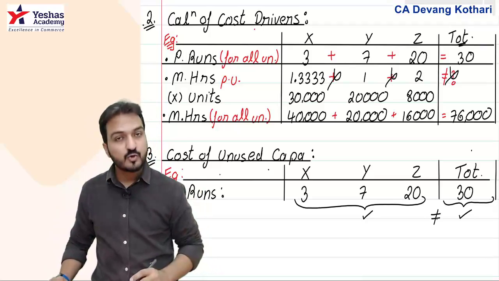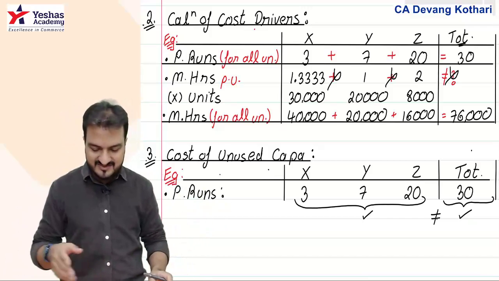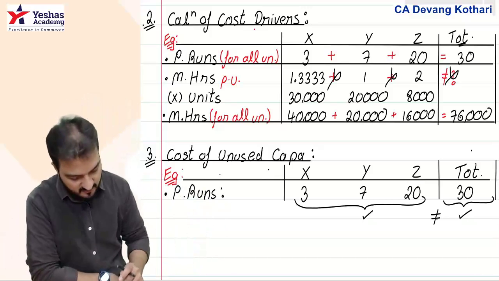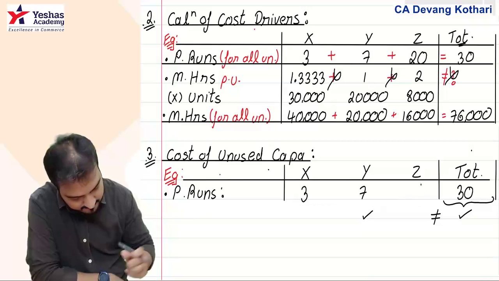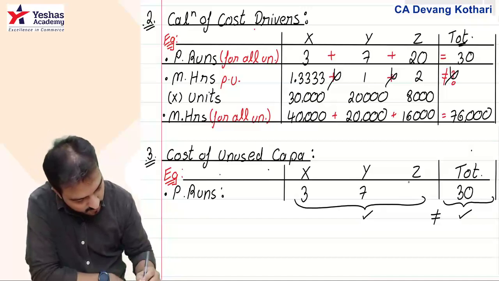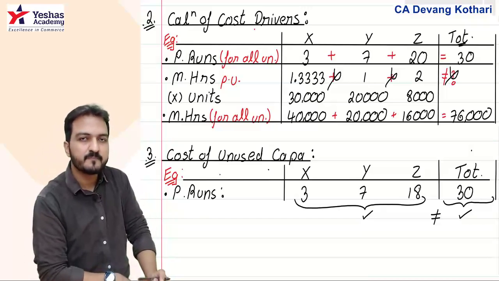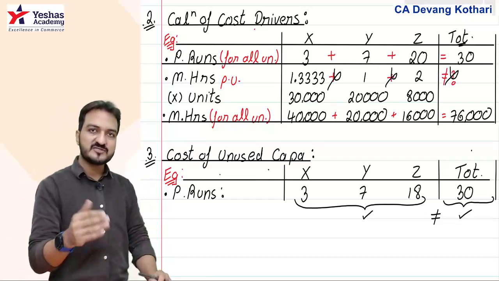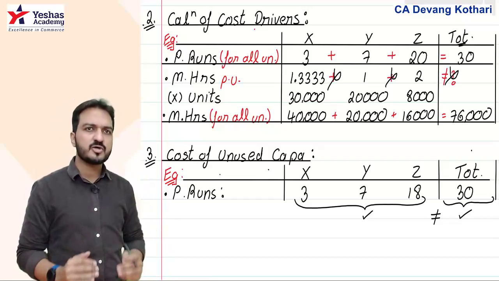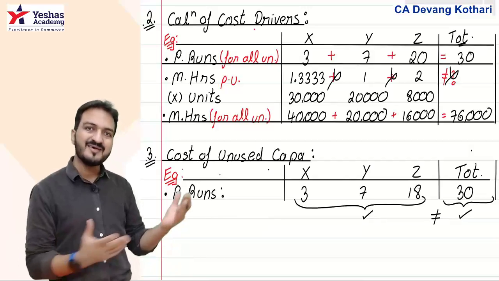Say the product-wise cost driver, the product-wise production runs I give you, are for X, Y and Z. What if I give you 3, 7 and for Z I give you that the production runs is 18? So 3 production runs are used in X, 7 production runs are used in Y and 18 production runs are used in Z. Total production runs in my company is 30.